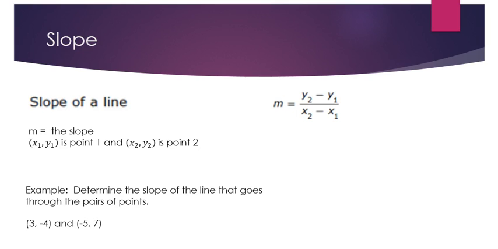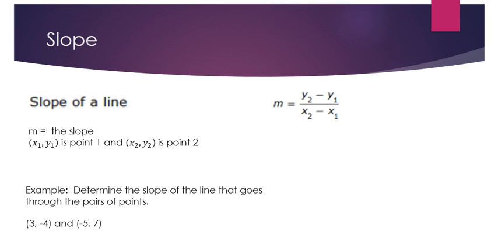Now, we know we can't ever divide by 0. The denominator of our fraction can't ever be 0. So if we were subtracting 2 of the same values on the denominator, it would become 0. That's why the vertical line is undefined.